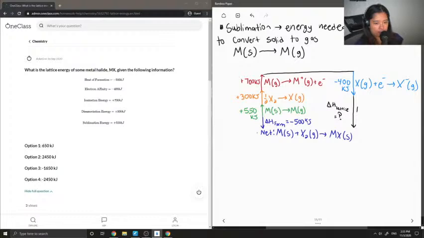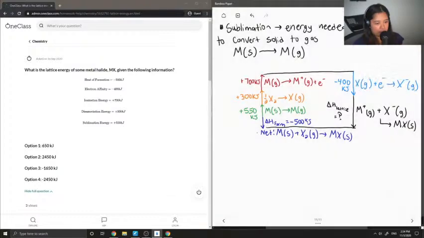So again, just to refresh, this is when we have our ionized metal, our ionized halide coming together to form the final product, MX solid. So here you can see that our cycle is now complete. We took our raw elements, converted the solid to gas, and then ionized the gases. And then once we have the ions, they come together to form our final product.